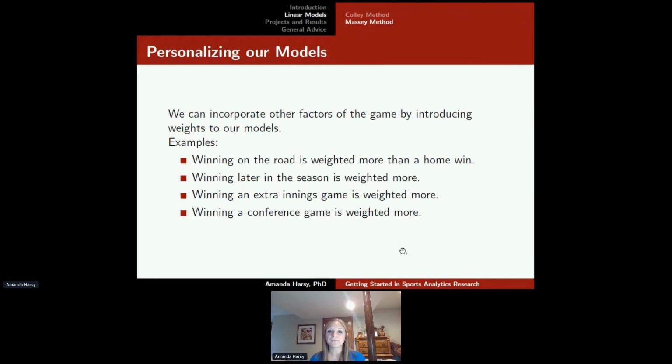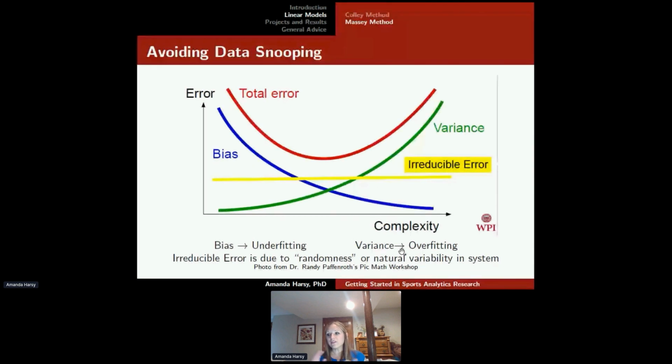And so one thing I do want to mention, and I think it's interesting that Allison was like, hey, we met at the PIC math data analytics research workshop, is that I am putting one of those slides from there, because one of the things when you're looking into sports analytics is that you're looking at predicting the future.